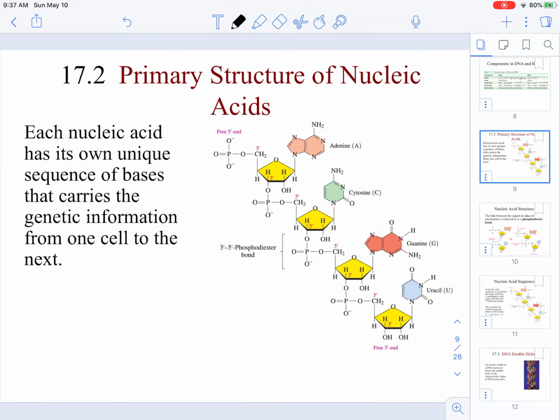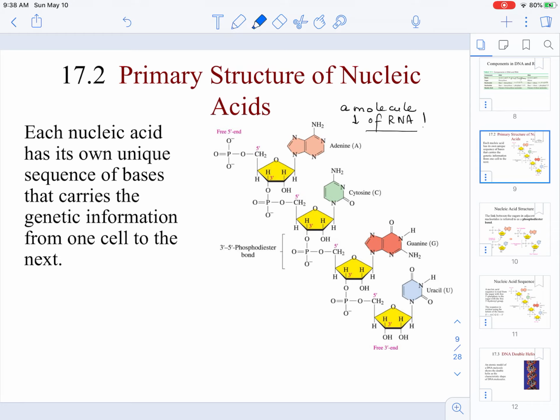Now we are going to proceed to look at the primary structure of nucleic acids. As you can see here, this represents a molecule. So this is just a segment of RNA. So why do I know that this is RNA? Well, there's 2 keys that are going to tell us that this is RNA.